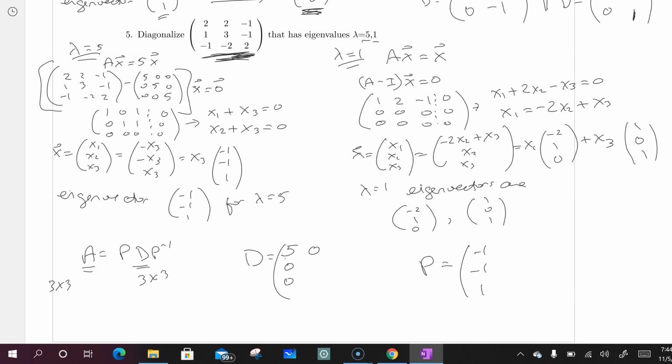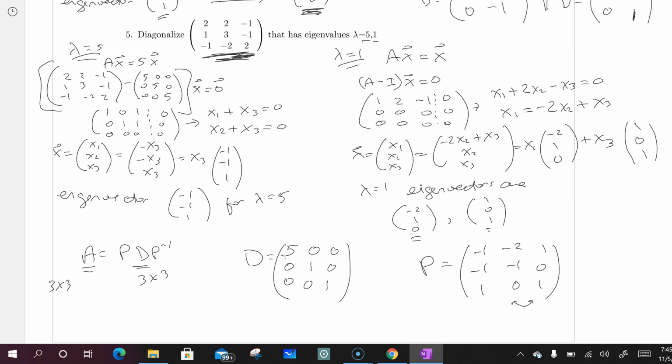Then on these two, I need to put the eigenvalue of 1. So I put the eigenvalue of 1 on those two entries, and then I'm going to put these two eigenvectors. The order of these eigenvectors does not matter. I could switch the order. P and D are not unique, but this works.